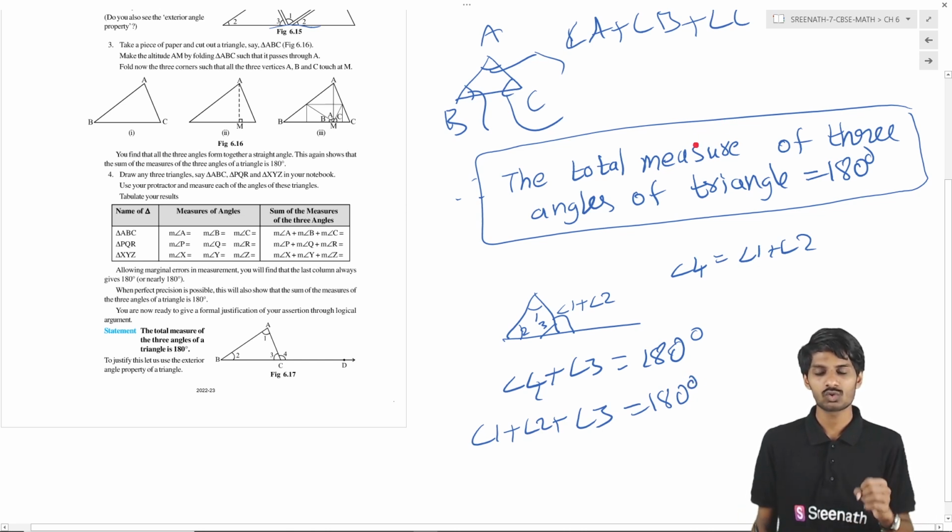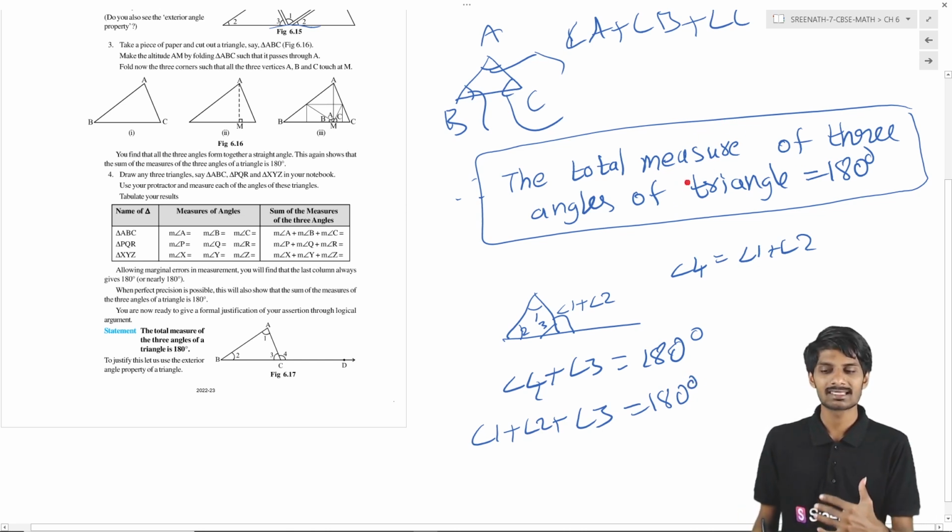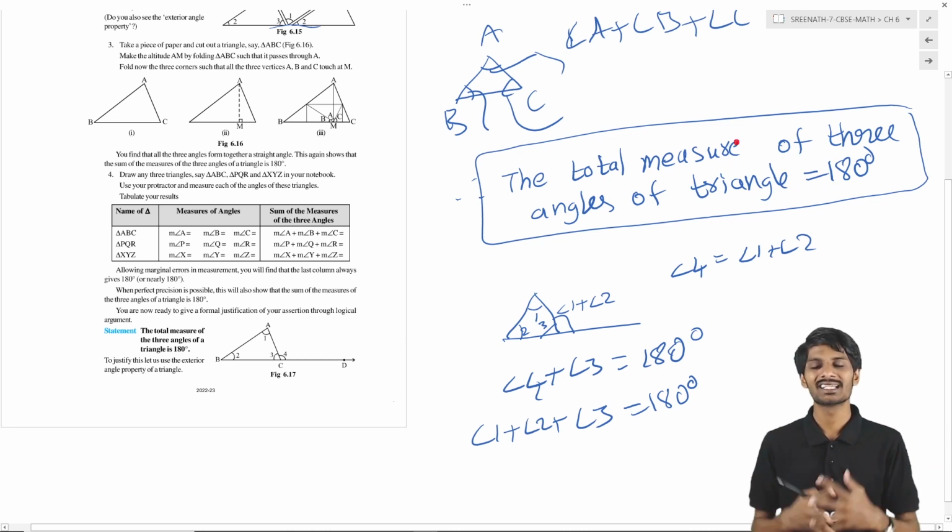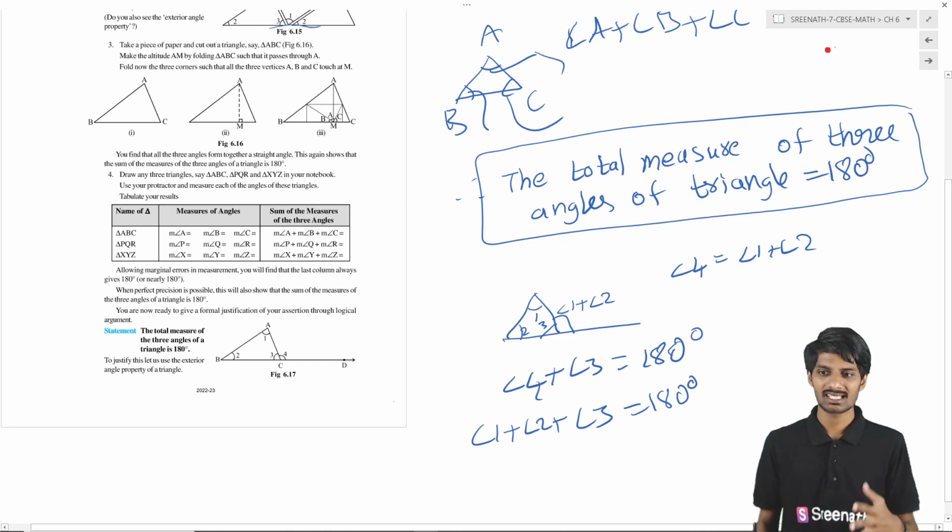So finally, what is our conclusion? The total measure of all the interior angles in a triangle is equal to 180 degrees. So finally, you have completed this topic also, students. I have discussed so many concepts in this video, students.